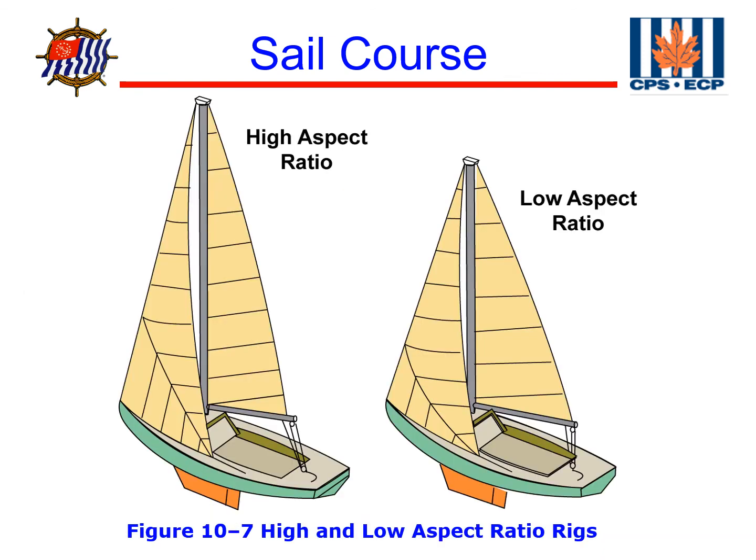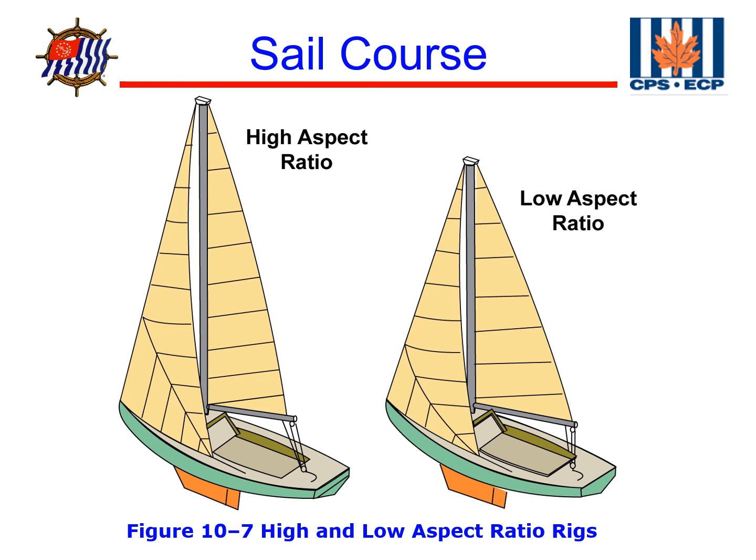Let's look at how aspect ratio affects our sail trim. If you remember, aspect ratio is the ratio of the length of the sail versus the foot of the sail. A higher aspect ratio, a taller mast, has a more efficient sail shape, but to counteract that, it is much more complex to get the sail shape to trim up properly with the wind.